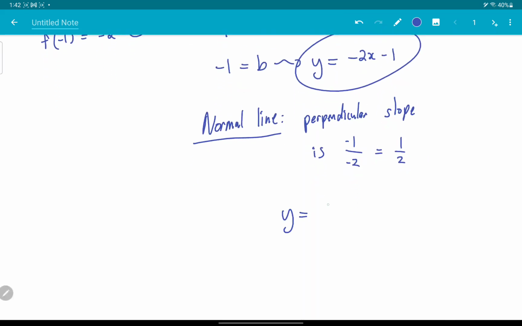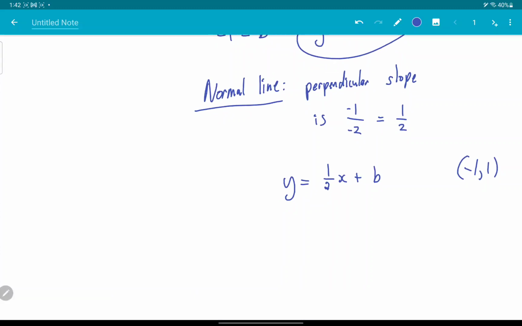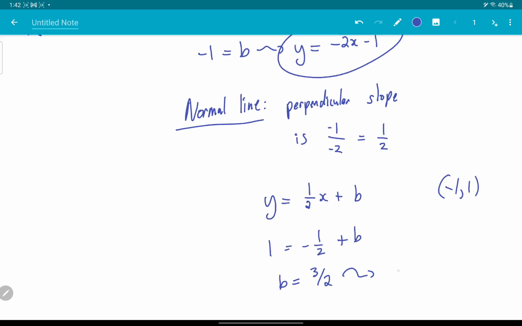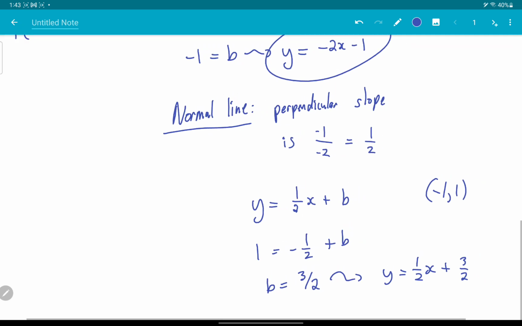So my normal line is going to be y is 1/2 x plus some b. But then my point is again -1, 1. And we will plug that in and we will get 1 is equal to -1/2 plus b. So b is 3 over 2. So my normal line is y is equal to 1/2 x plus 3 over 2. And there you have it.